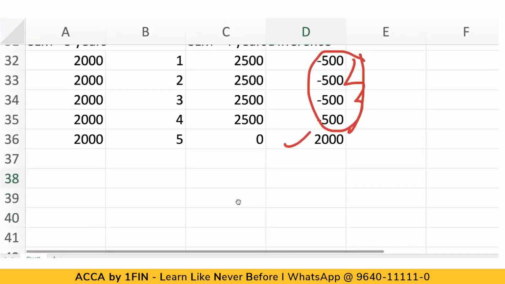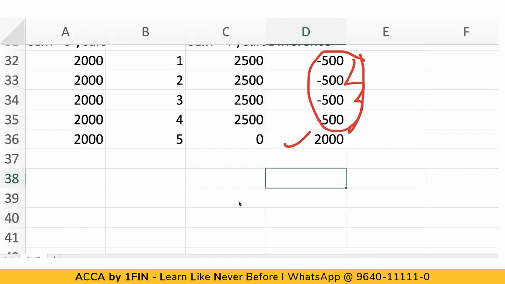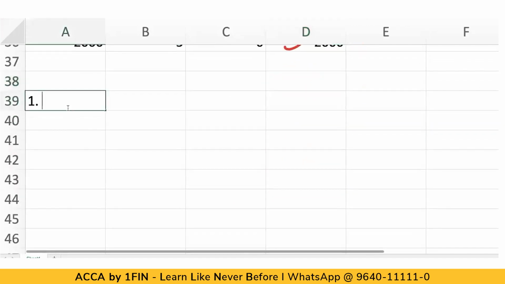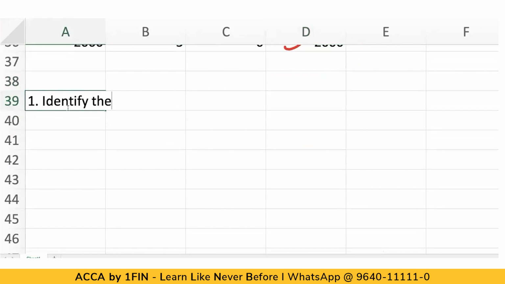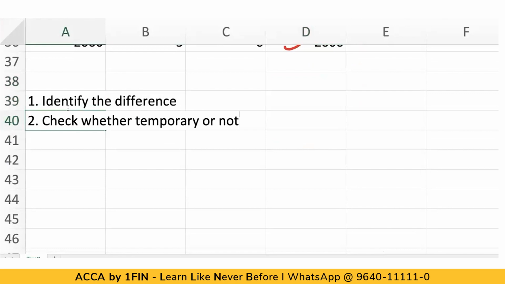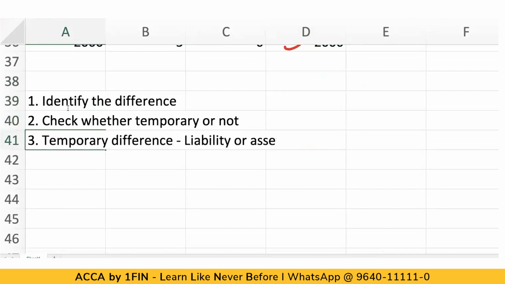Now, once you have identified that there is a deferred tax impact, what we need to understand is how to calculate the deferred tax impact. So, first step, identify the difference. Second, check whether it is temporary or not. For a temporary difference, check whether it will be a liability or asset. Okay. And then you calculate the deferred tax.